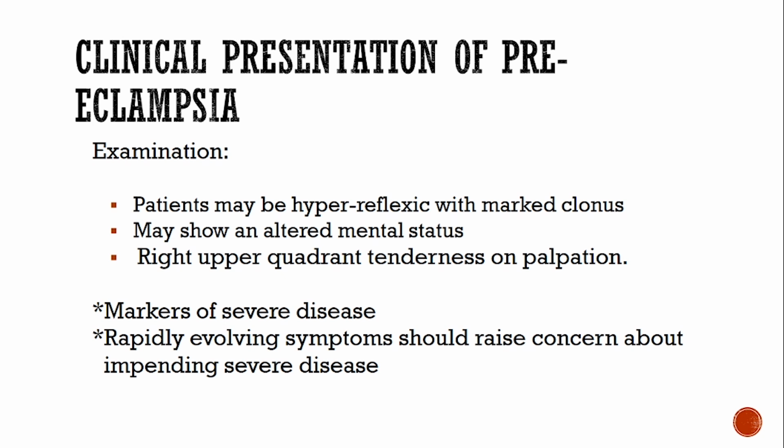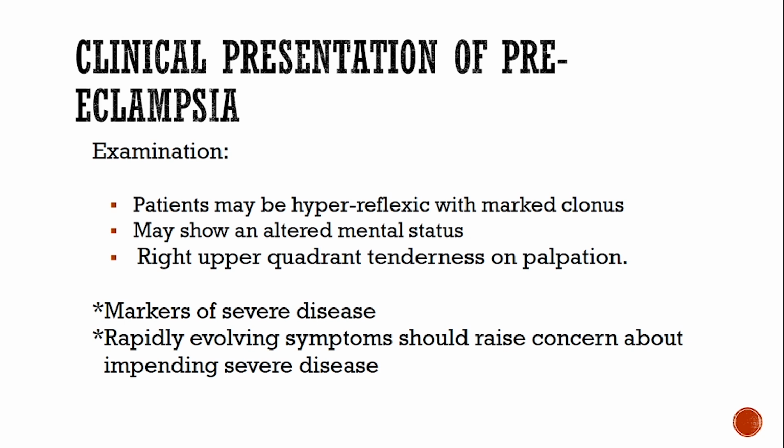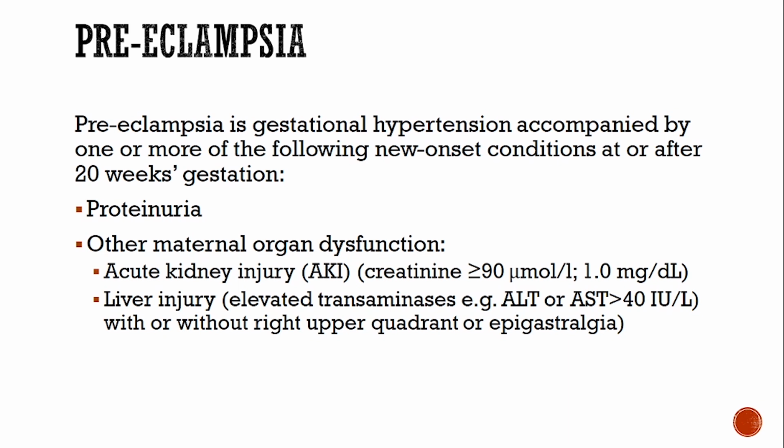It may show altered mental status, and right upper quadrant tenderness. Please note that these are all signs confirming the severe features that we earlier mentioned. Like we said, they are markers of severe disease and can be rapidly evolving symptoms that should raise concern about impending severe disease. Remember we said the issue of mild and severe does not come into place, because a patient who is not seen very well may, before you know it, be having headache, and it can even go to eclampsia. So please, such a patient must have care.